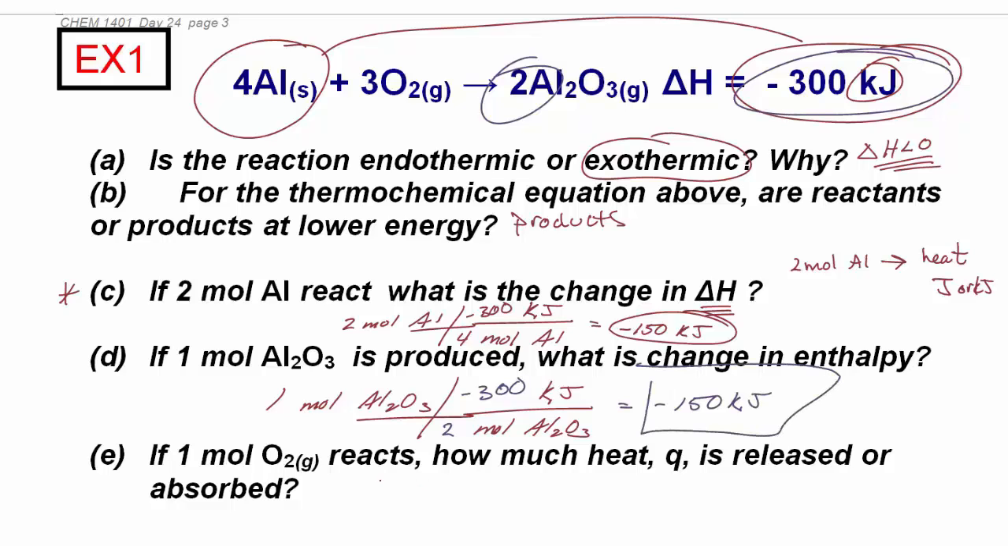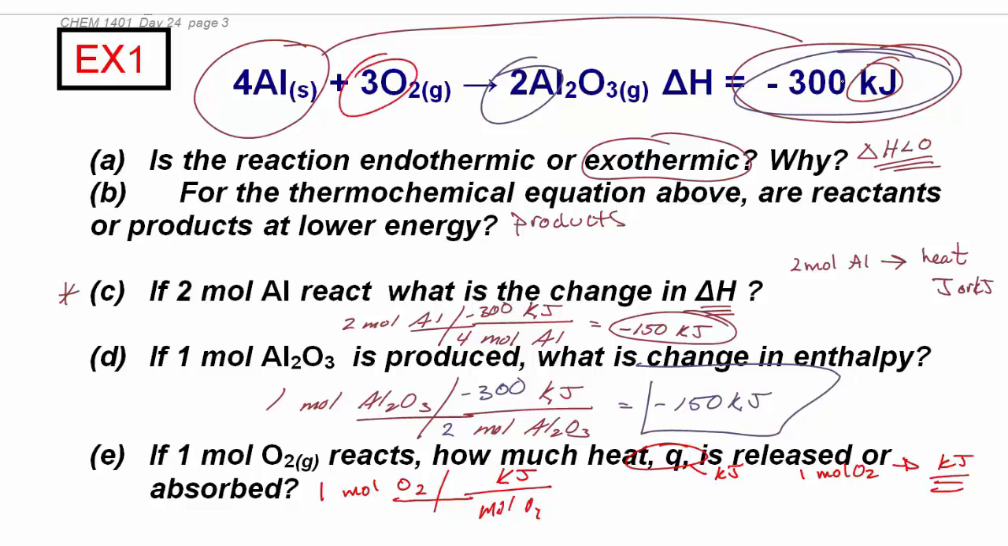If 1 mole of oxygen reacts, how much heat is released or absorbed? So remember, heat has units of kilojoules. So all we're going to do is convert 1 mole of oxygen into kilojoules. Heat is just another word for enthalpy. It's the same type of problem, just different wording. So with 1 mole of oxygen, we need to convert moles of oxygen to kilojoules. And my ratio is 3 to negative 300. I get negative 100 kilojoules.